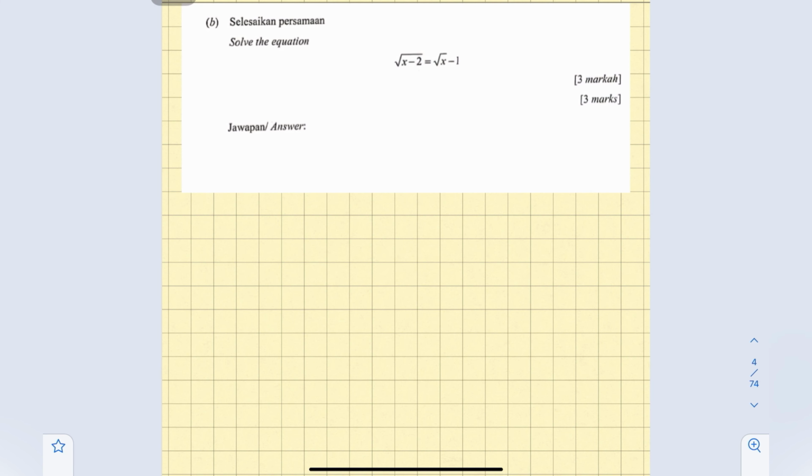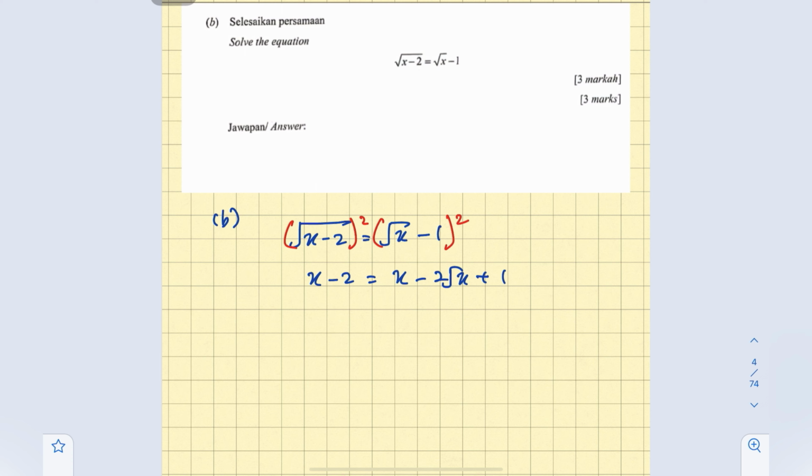B, solve the equation square root of x minus 2 equals square root of x minus 1. Okay, so to eliminate the square root, we have to square both sides. The left side is left with x minus 2. The right side we have to square root of x minus 1, so root x squared is x, minus 2 root x plus 1.